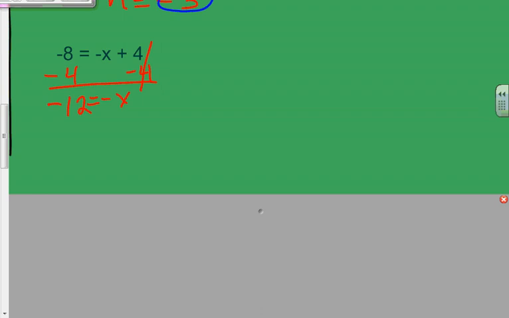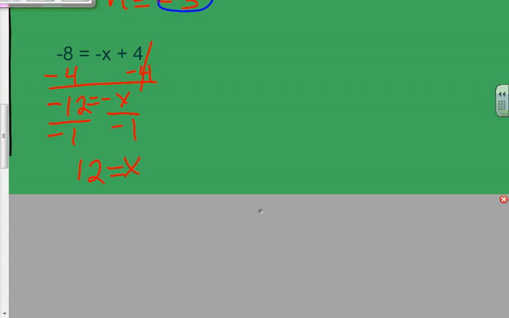Now we're not finished, because you cannot have a -x as an answer, because that's saying -1x. There's a -1 in front of there. So we have to divide that -1 away. And we do both sides the same way. And basically it just changes your sign on both sides. Negative divided by negative leaves a +x, and again a +12.